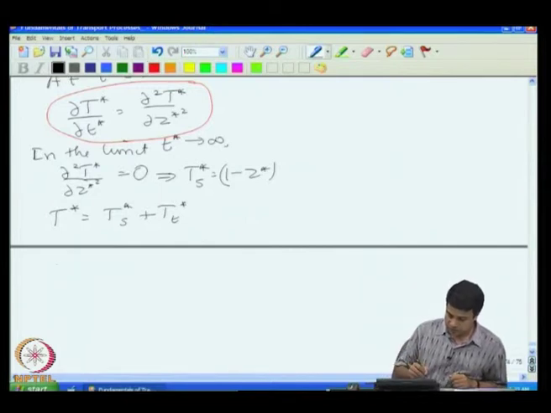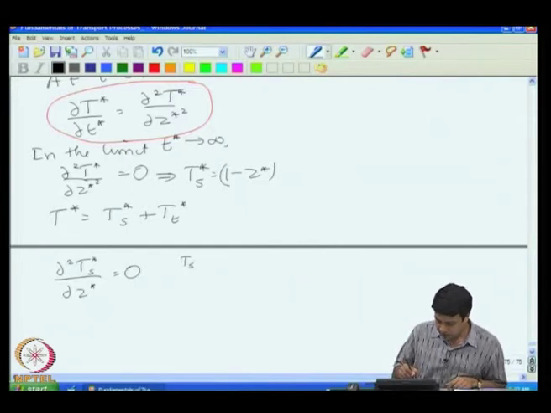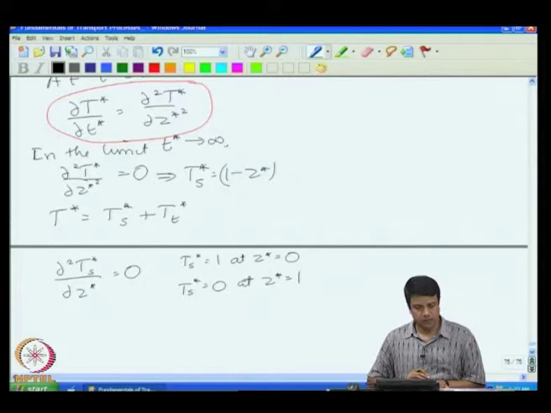The steady part satisfies the equation d square T steady by d z square is equal to 0 with boundary conditions T steady is equal to 1 at z is equal to 0 and T steady is equal to 0 at z is equal to 1. So, those are the boundary conditions for the steady part. Now the total temperature field.